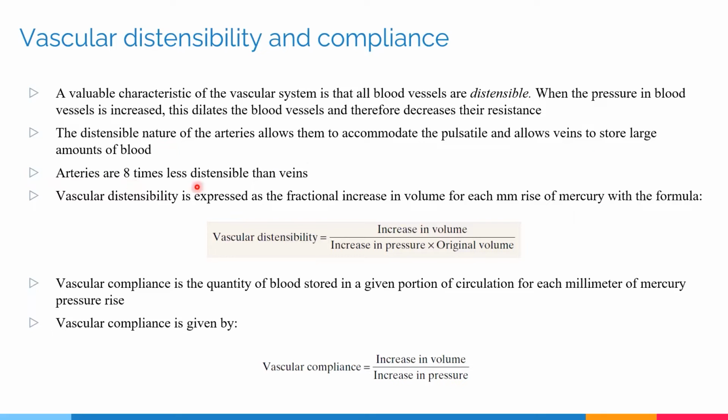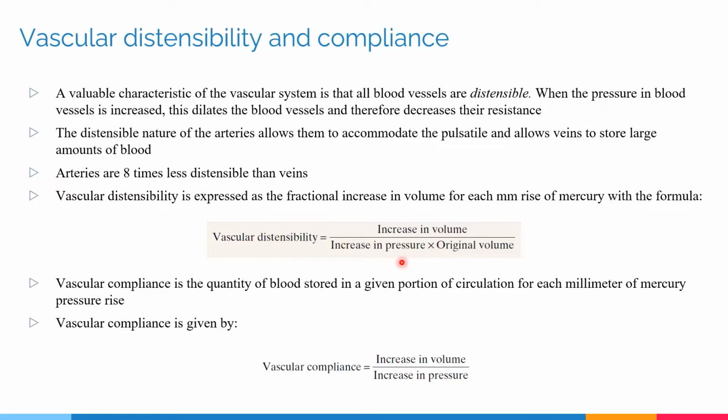Arteries are 8 times less distensible than the veins. This is mainly due to the muscular coating that surrounds the veins. And vascular distensibility can be expressed as the fractional increase in volume for each millimeter rise of mercury, with the formula: vascular distensibility equals increase in volume divided by original volume upon increase in pressure. That is, the fraction of increase in volume divided by the original volume, divided by increase in pressure.